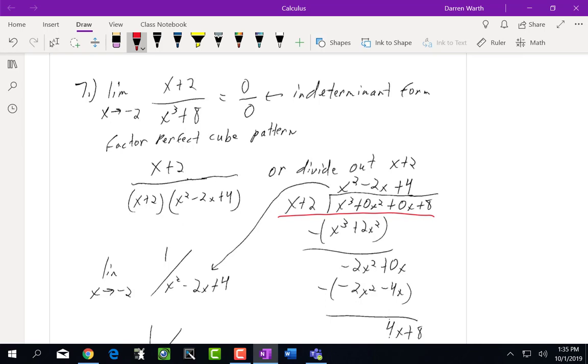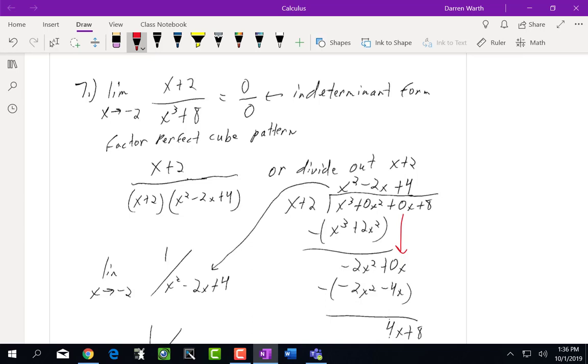So then I just ask myself what times x is going to give me x cubed. So that first term is x squared. And I multiply. And so multiplying this, x squared times x is x cubed, and then plus 2x squared, and then I subtract. When I subtract those, x cubed minus x cubed is 0, and 0 minus 2x squared is going to be negative 2x squared. I bring down my next term, which is 0x, and then I multiply.